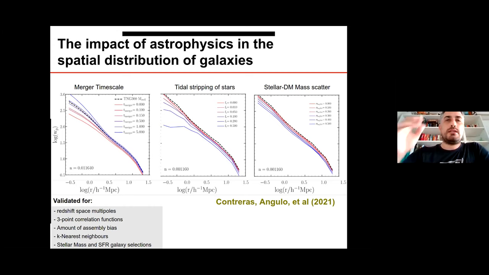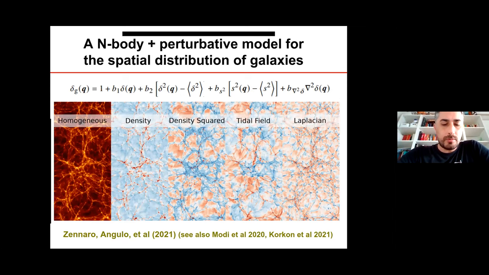So we have taken also a complementary approach, a more agnostic approach that borrows from perturbative descriptions of galaxy bias. So some parts of this analytic perturbation theory I was describing earlier, where we describe the galaxy overdensities as a linear combination of different fields: one that depends on density, another that depends on the square of the density, or depends on the shear or tidal field, and also the Laplacian of the fields. So this would correspond, more technically, to a first one-loop expansion of galaxy bias in perturbation theory. So we can write this, but instead of assuming that all these fields are given by perturbation theory, as is normally done, we can compute them directly from our numerical simulations.